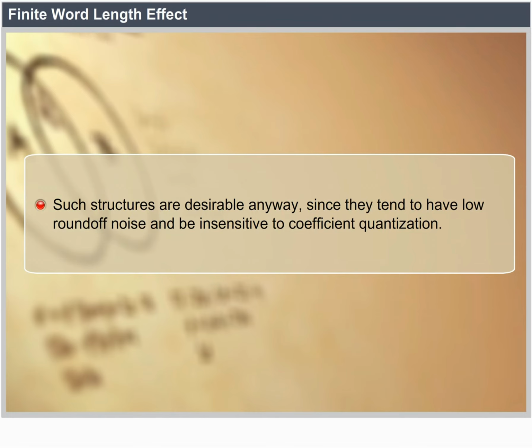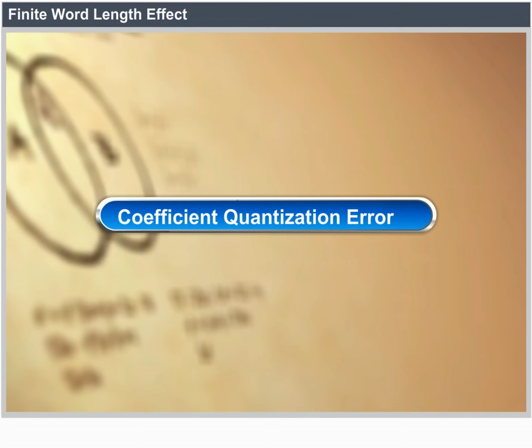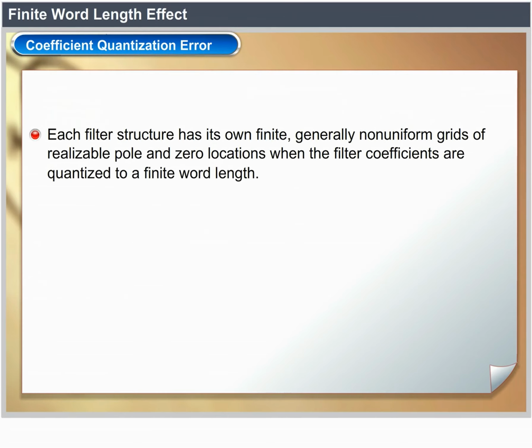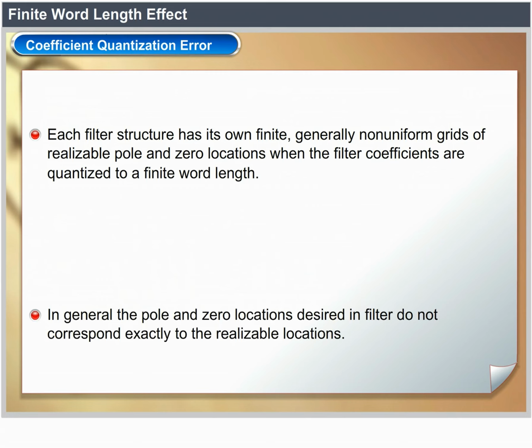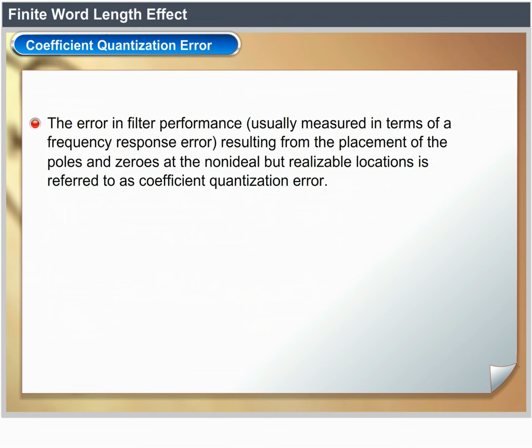Coefficient quantization error. Each filter structure has its own finite, generally non-uniform grid of realizable pole and zero locations. When the filter coefficients are quantized to a finite word length, in general, the pole and zero locations desired in the filter do not correspond exactly to the realizable locations. The error in filter performance, usually measured in terms of a frequency response error, resulting from the placement of the poles and zeros at the non-ideal but realizable locations is referred to as coefficient quantization error.